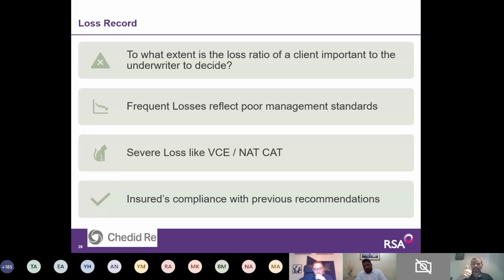Okay, so it's a severe loss, but it happened. Its management has nothing to do with it. I prefer to write a risk that suffered a big loss in the past rather than writing a hotel that's suffering a loss every week.